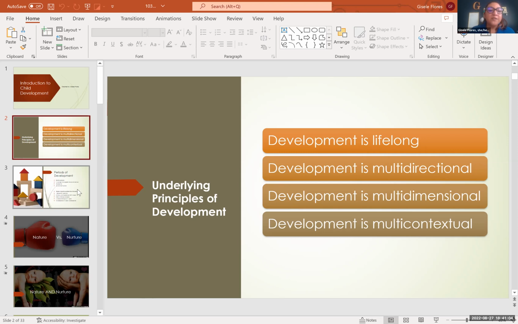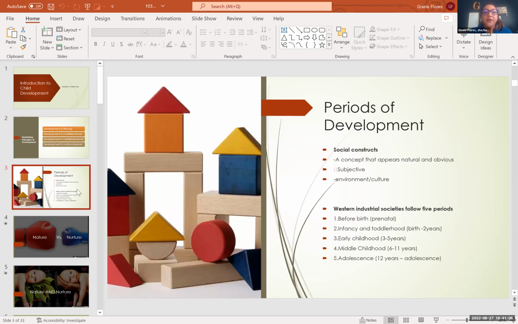Now let's start talking about periods of development. What we know about periods of development is that they are socially constructed. What that means is that there's not a universal understanding of periods of development or an agreement upon when those periods occur. We have a very westernized view of how periods of development happen and when they happen.